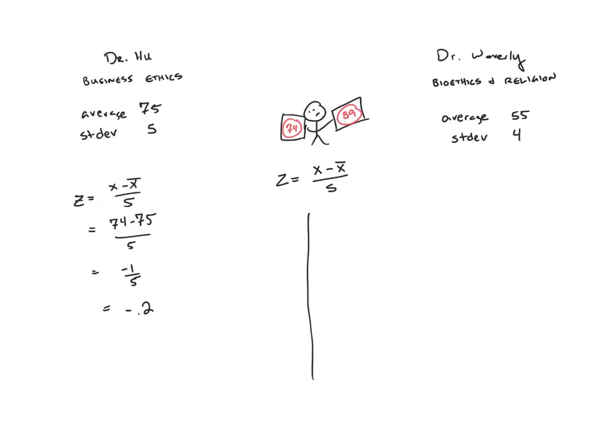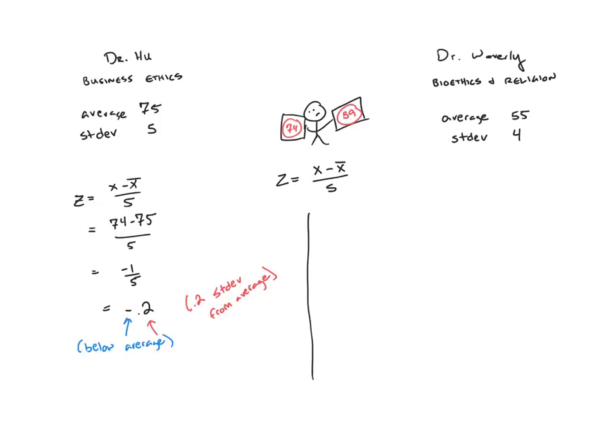It's important to dissect this a little bit. First of all, I notice that z-score is 0.2. This tells me I'm pretty close to average. I'm only 0.2 standard deviations away. The other thing to notice is I have a negative in front. This negative tells me I'm actually below average. So I'm below average, but not by very much.